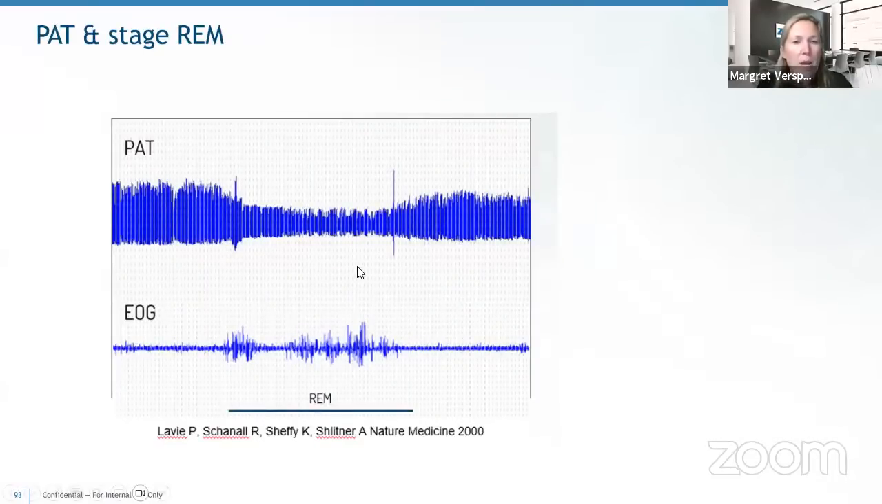So again, the PAT signal is getting lower, the amplitude is getting lower. There is sympathetic activation during REM. This is a REM, the eye movements over here. So this is specific for the PAT. PAT amplitude goes down.